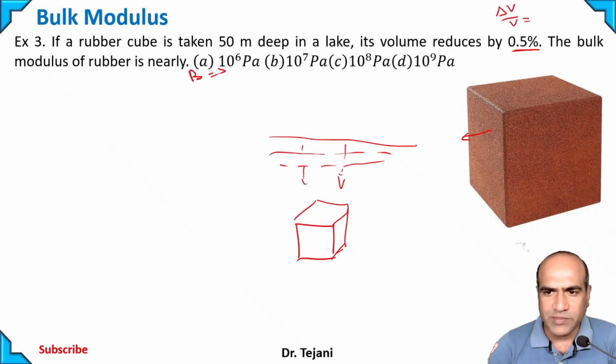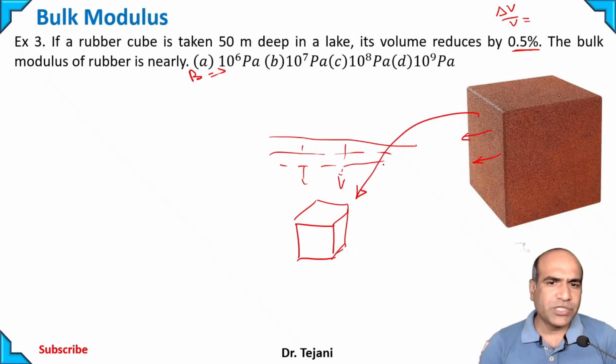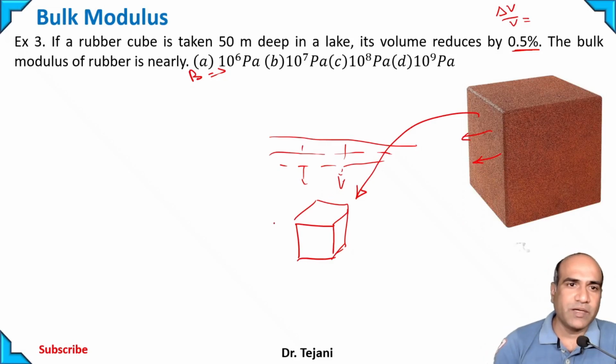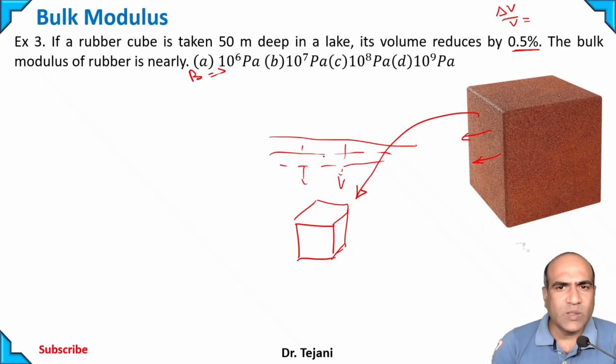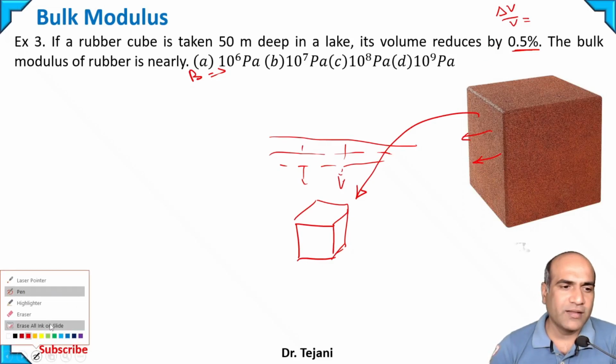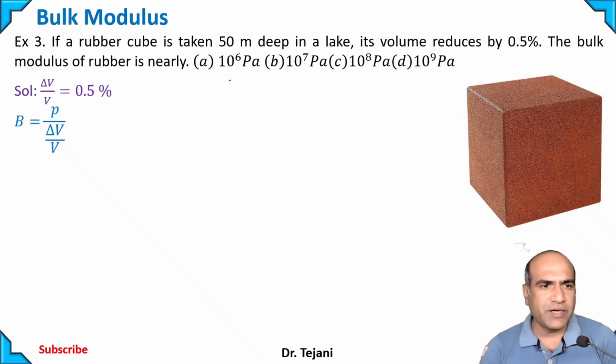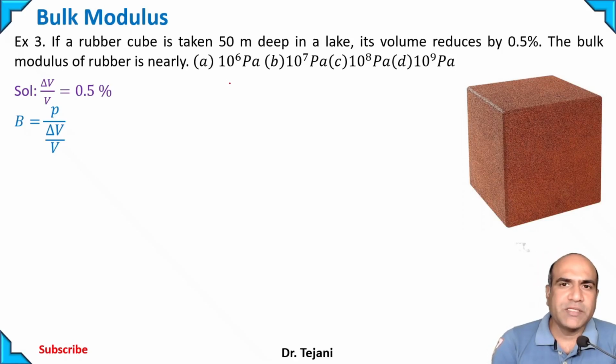So this is the original rubber cube, and when it is submerged inside the water, there is some decrease in the volume from each side, so delta V by V is equal to 0.5%. Very simple. We know delta V by V is given as 0.5%, and we know bulk modulus is equal to pressure divided by delta V by V, right?